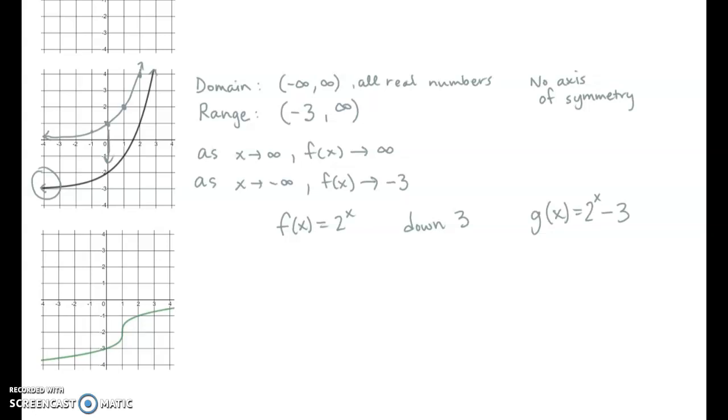So these sections are getting at understanding graphs and also understanding those translations. So this is a review of that. Good luck today.